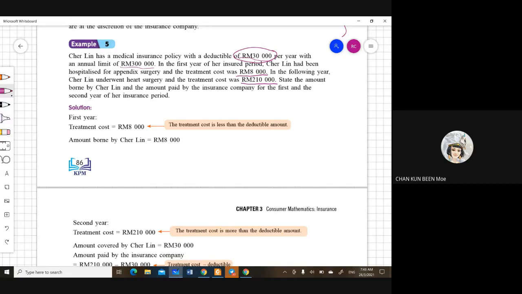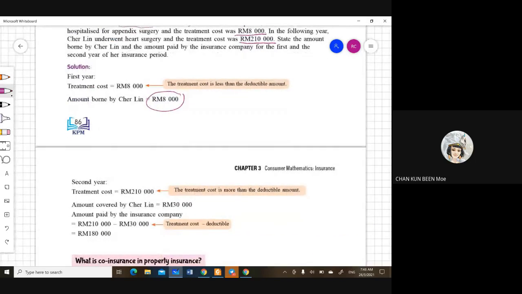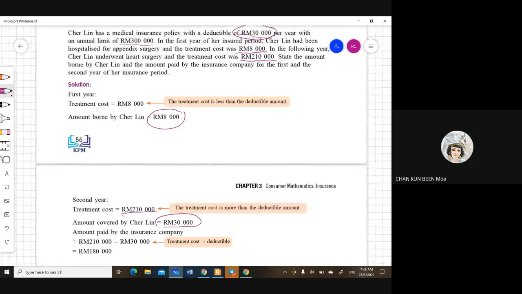Therefore, she cannot claim for the insurance. And then she has to bear the amount of 8,000. Okay, so we continue. Down here for the second year, what happened? Because the treatment cost is already 210,000 over here. Therefore, the amount covered by Shirlene is 30,000, which is referring to the deductible up here.